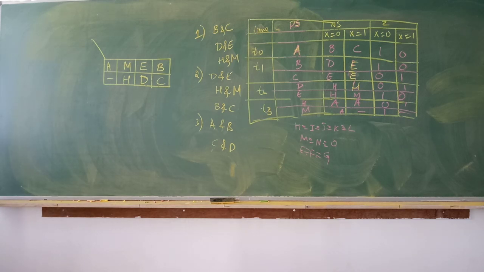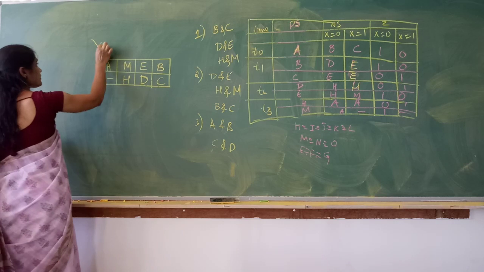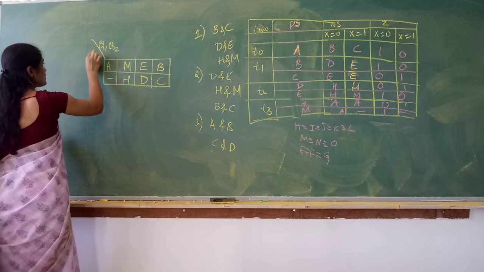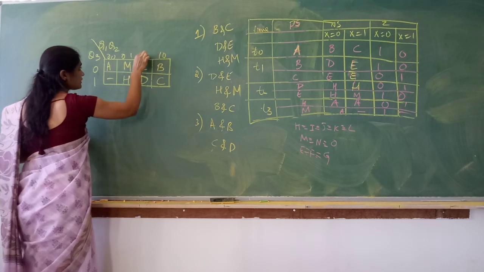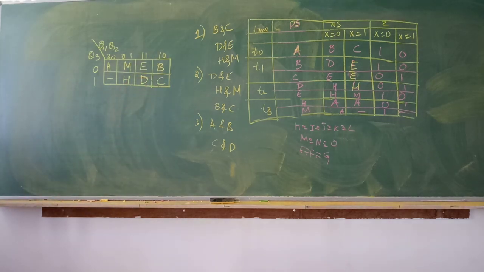And these are adjacent. So how many flip-flops are we using? We are using 3 flip-flops, so write Q1, Q2, Q3. So this will be 0, 1, 0, 0, 0, 1, 1, 0, 1. So this is how state assignment is done.